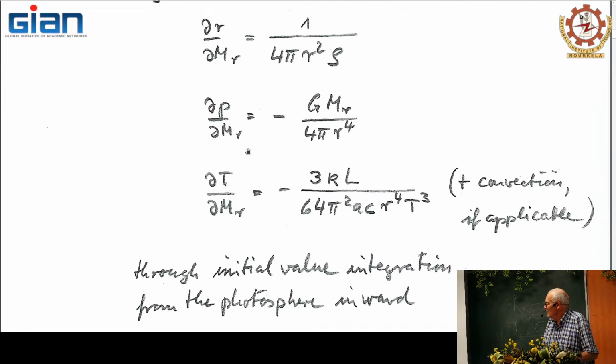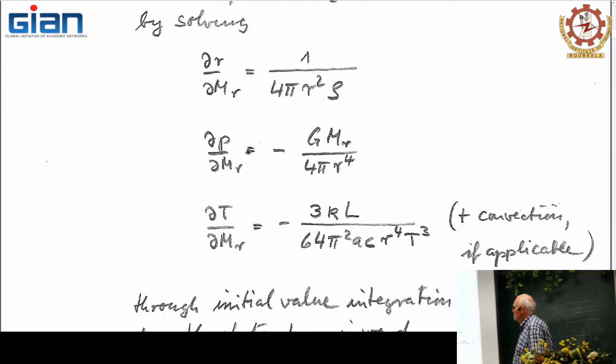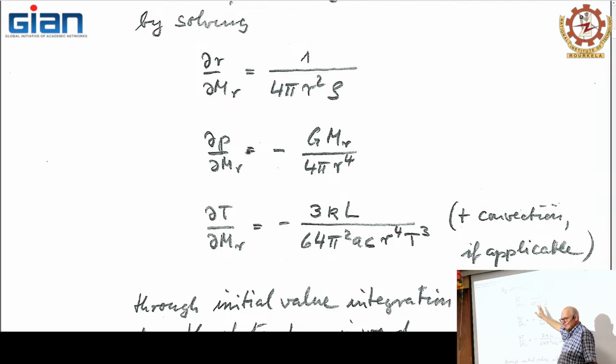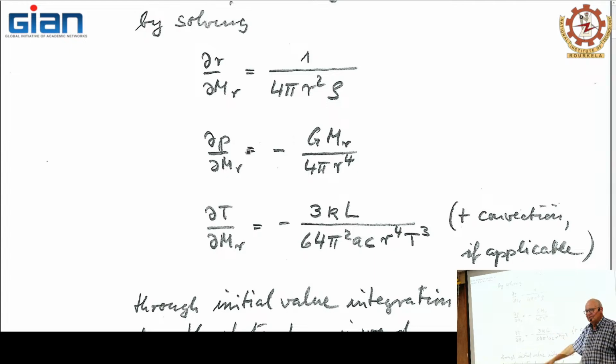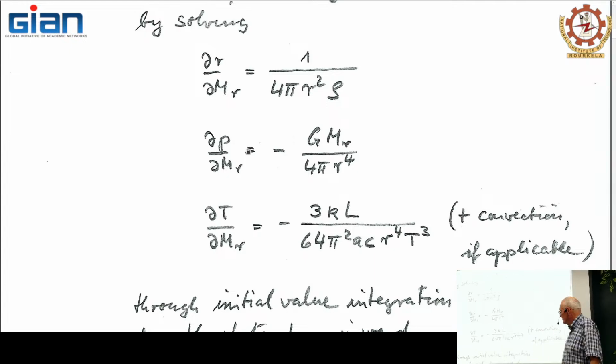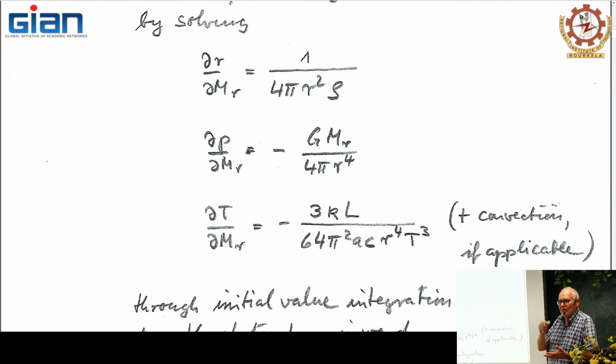The first equation is the definition of the mass coordinate, or if you like, the mass conservation. The second one is the hydrostatic equilibrium, and the third one is the energy transport. In case of convection, we have to reformulate this equation, and we have to take the formulation in terms of nabla, relating the temperature gradient to the pressure gradient.